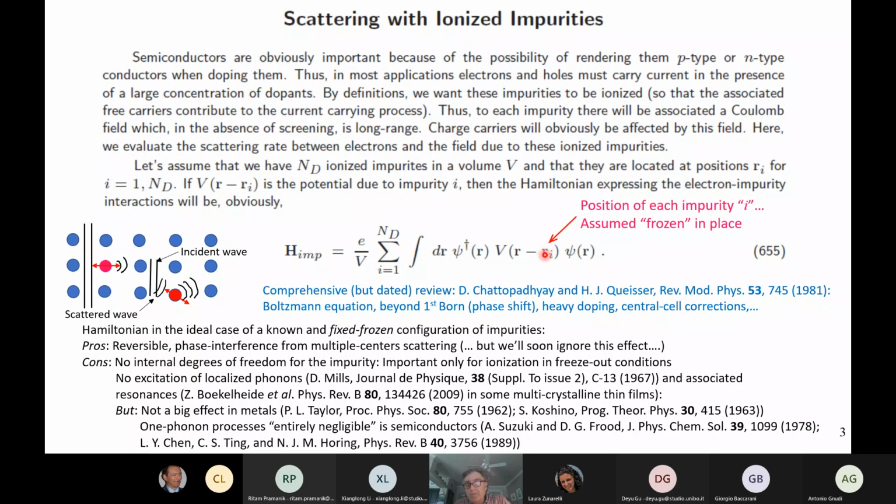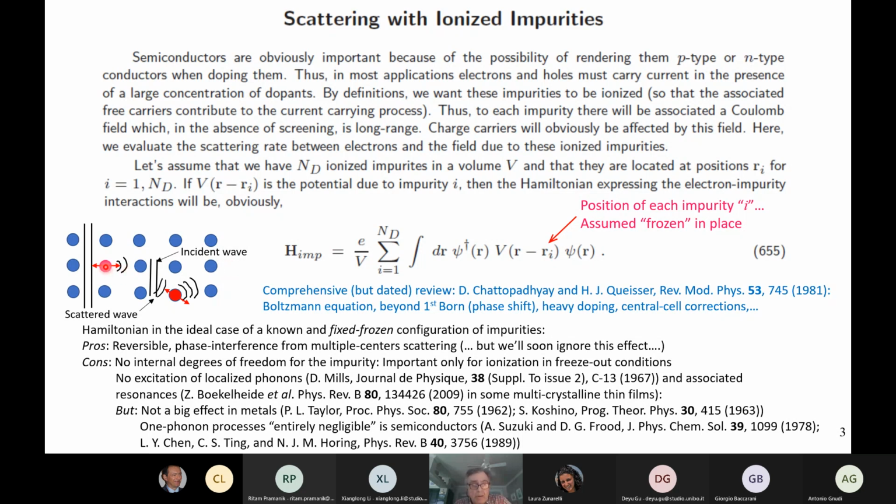And these guys can move. The position of each impurity can move. And there can be two types of motion. One would be that they vibrate according to phonons which are propagating in silicon, so silicon phonons. But there's more. There will also be localized phonons.